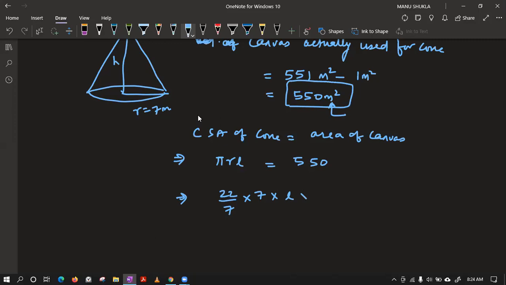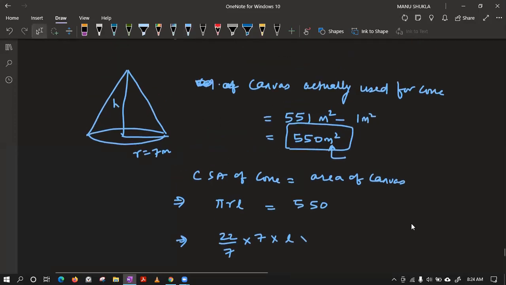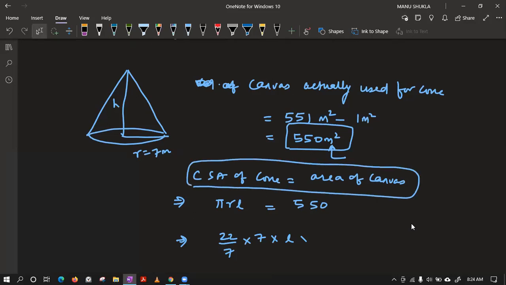So it is 551? Area of actual canvas, Piyush, that was the thing that we were doing, no beta? The cone which is made is not having the margins. Margins and the cuttings which are wasted are not on your cone. So you have to take only that much canvas which you actually used. Whenever we purchase a chart paper to make a model, we have to take care that whatever extra is used is extra.